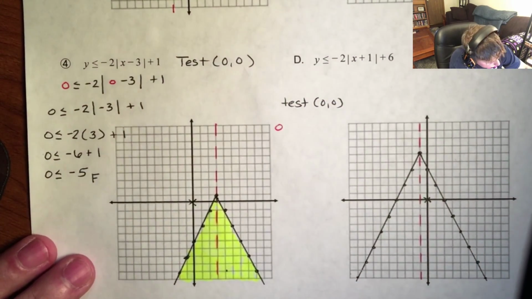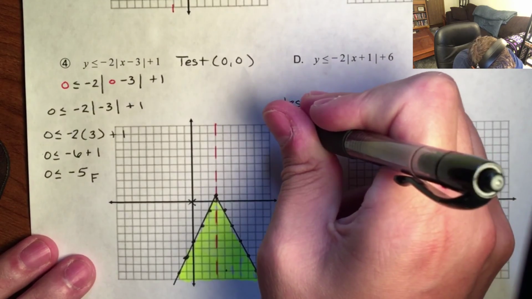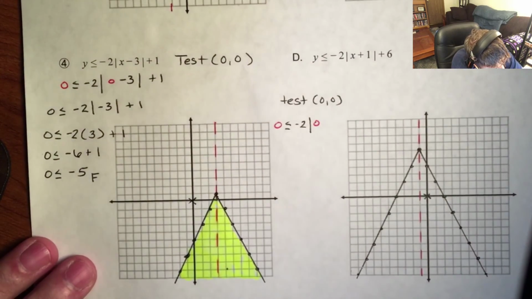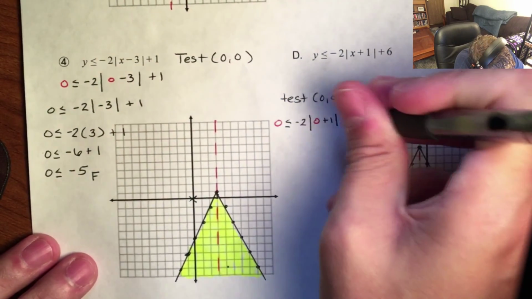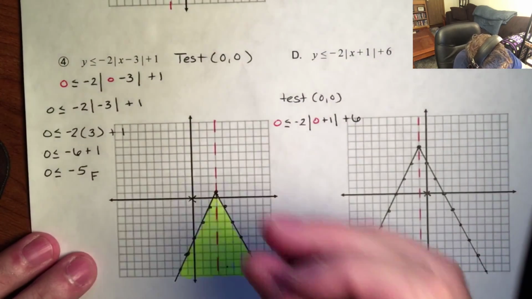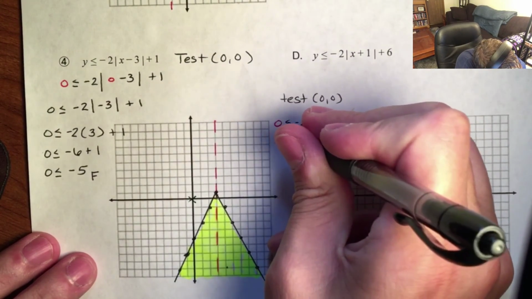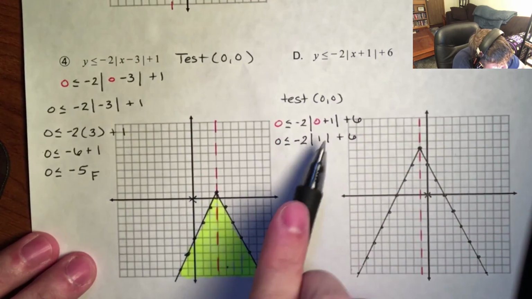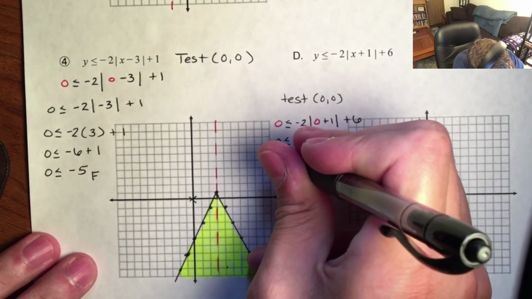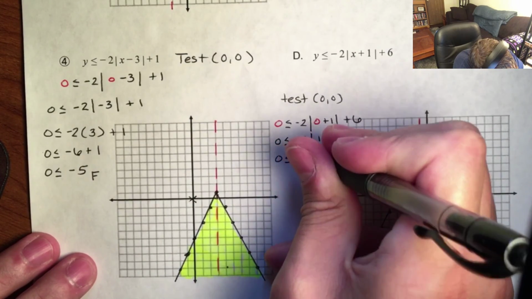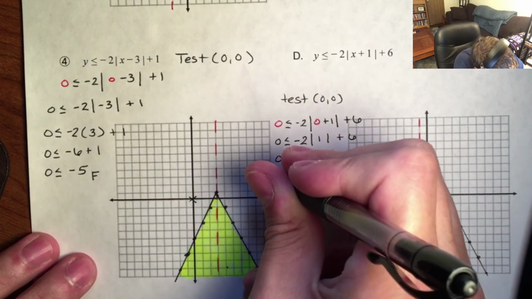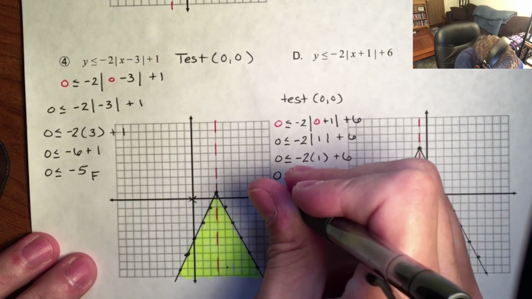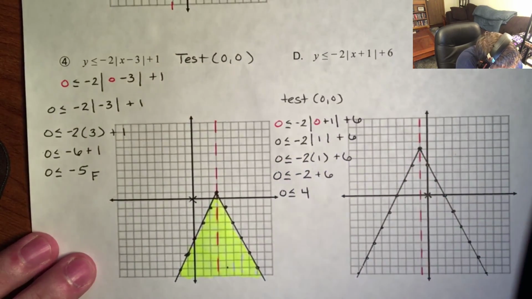So 0 is less than or equal to negative 2 times the absolute value of 0 plus 1, and then plus 6. Okay, so 0 is less than or equal to negative 2 times the absolute value of 1 plus 6. Well, the absolute value of 1 is 1, so we have 0 is less than or equal to negative 2 times 1 plus 6. Negative 2 times 1 is negative 2 plus 6. Negative 2 plus 6 is 4. So 0 is less than or equal to 4.